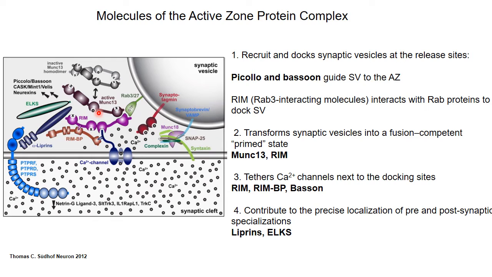We also have proteins such as liprins and LARs, which are really important for precise localization between pre and postsynaptic membranes. And we know that netrins and neurexins are proteins that also play a very important role in the pre and postsynaptic membrane interaction. What I would like you to remember is that we have molecules that are important for tethering calcium channels right next to the synaptic vesicles, because, as you remember from the previous lecture, we really want the calcium to be really close to the synaptic vesicles that need to be fusing.